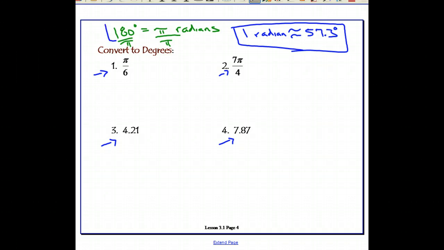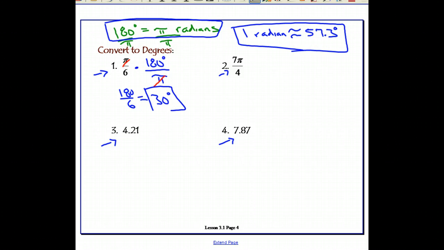We'll use our conversion factor. Look, it was right here. 180 degrees is pi radians. Now the degrees end up on top because we want degrees for our answer. So multiply by 180 over pi. Look how nice this is. The pi's are going to cancel out. I get 180 over 6. And 180 over 6 is 30. And I better put units on it. 30 degrees.